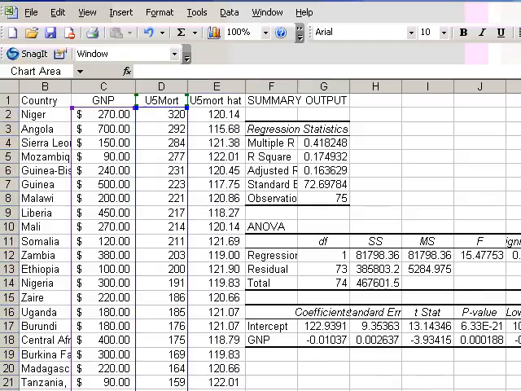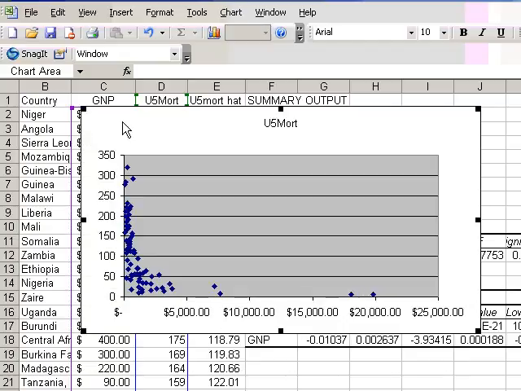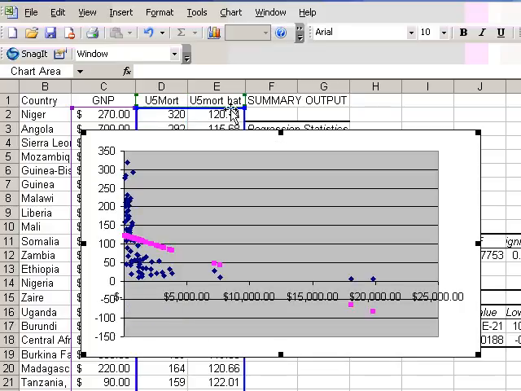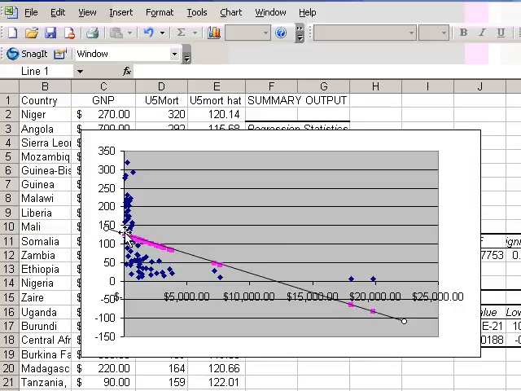Now let's bring our graph back, and let's add to the graph the predicted value of under 5 mortality. Now we have the points, but let's draw a line through those points just to show what that line would look like. This is essentially the predicted line for GNP per capita.